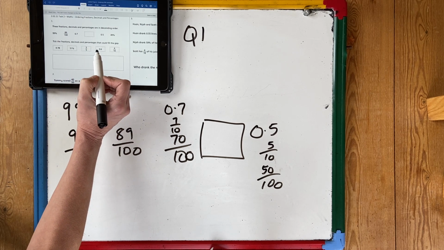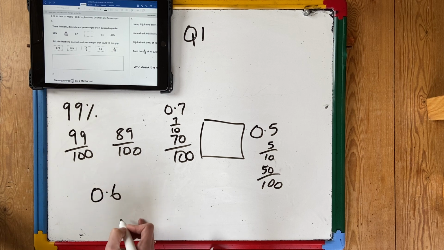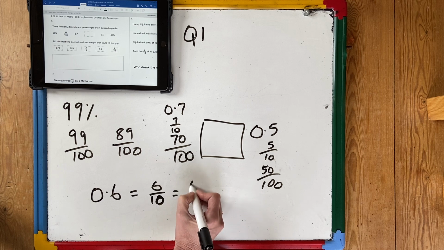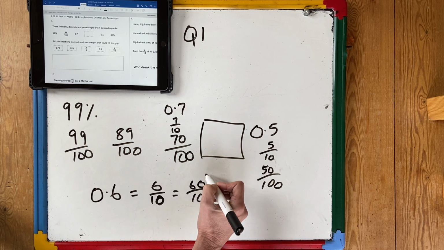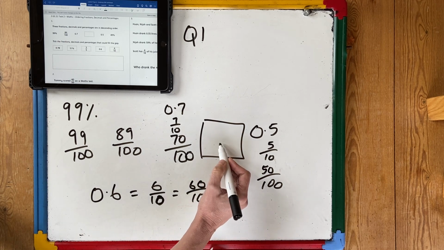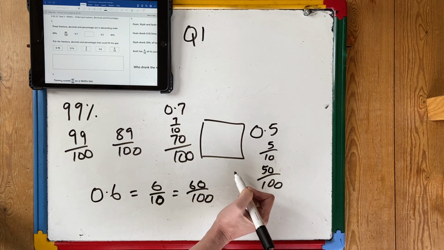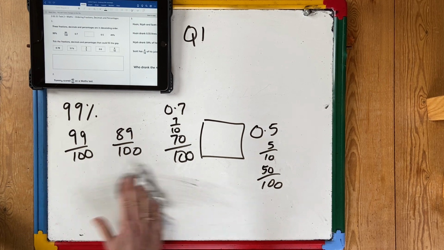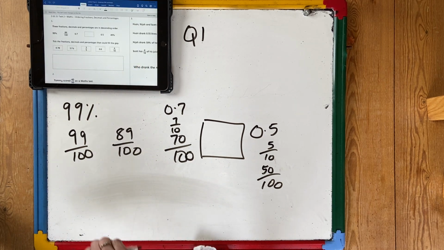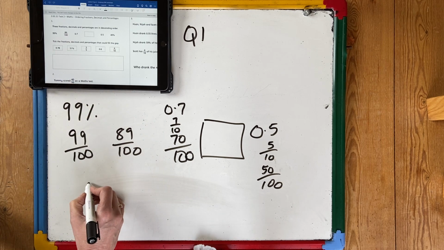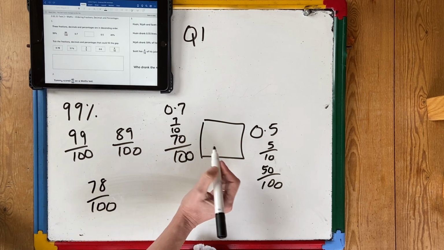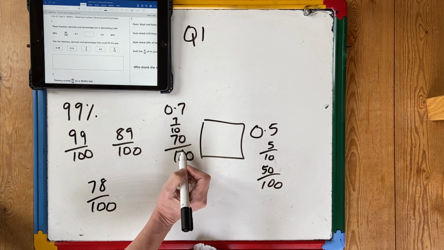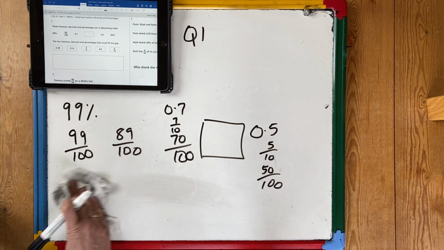So what could go in that gap there? I'm looking here at 0.6. 0.6 is the equivalent of 6/10, which is the equivalent of 60 hundredths. So 60 hundredths could definitely go in there because it's between 70 hundredths and 50 hundredths. Is there another one that could go in that gap? Well, 0.78 is 78 hundredths. That couldn't go in there because it's greater than 70 hundredths. So it's not that one.